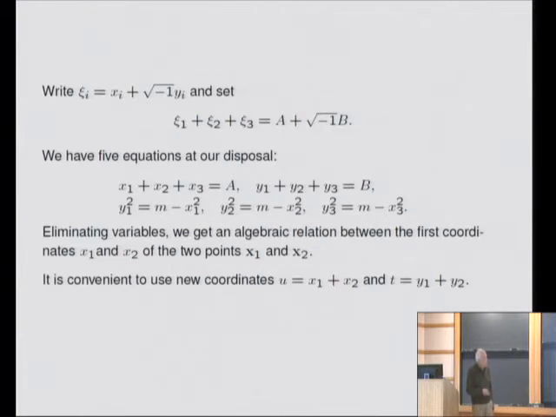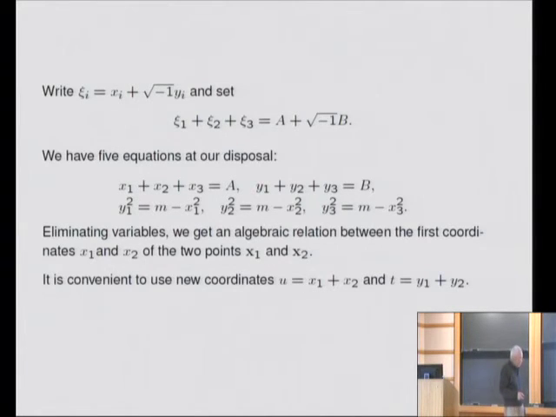Then you have the imaginary part, the sum of y1, y3, B. And then the other equations tell you that you have the sum of two squares equal to m. So I have 5 equations and 6 unknowns, and you can eliminate variables, and you get an algebraic relation between the first coordinates, say x1, x2, of the 2 points.